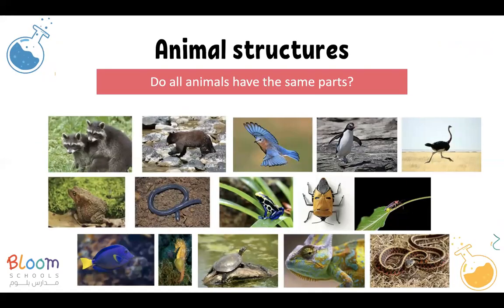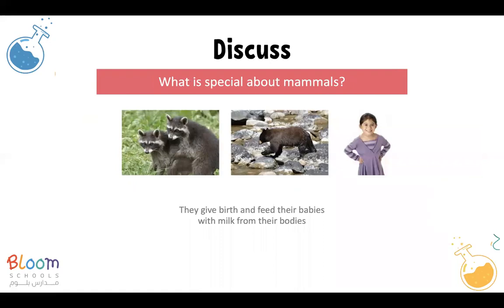Next, we discussed that after looking at these different types of animals, do you think all animals have the same parts? Of course not. Each animal type has different parts and different body structures than the other animals. So not all animals have the same parts or structures. Next, we discussed what is special about each type of animal.